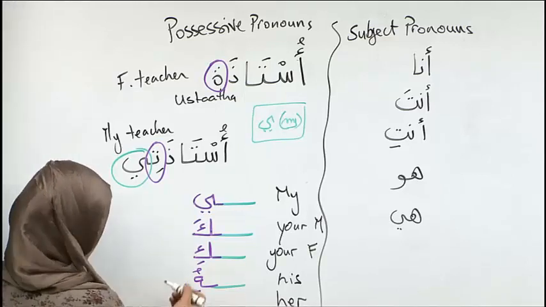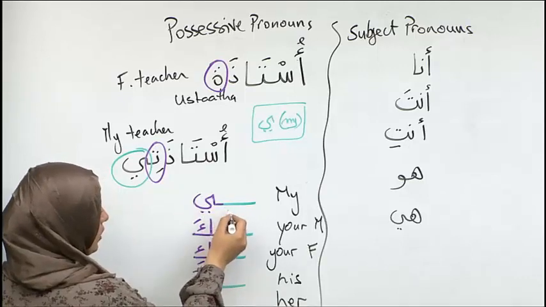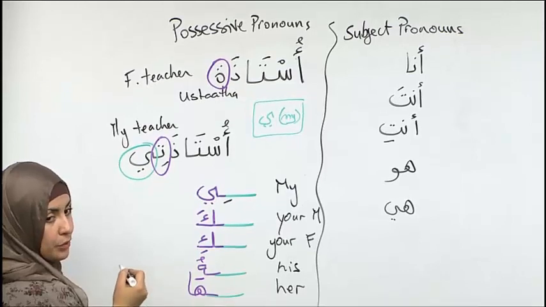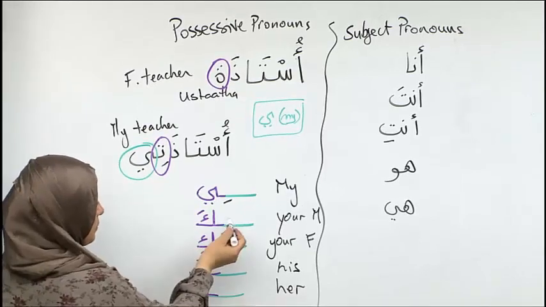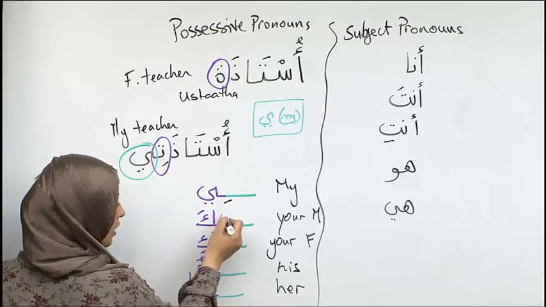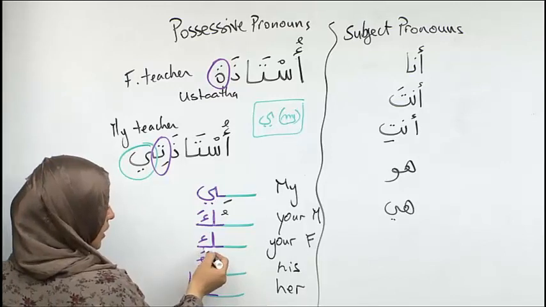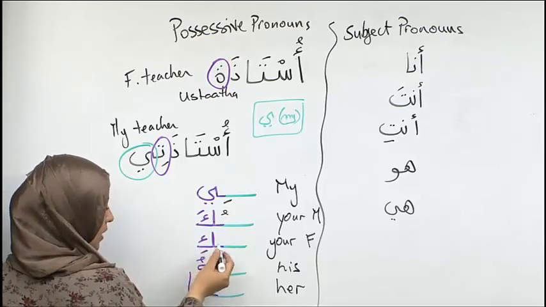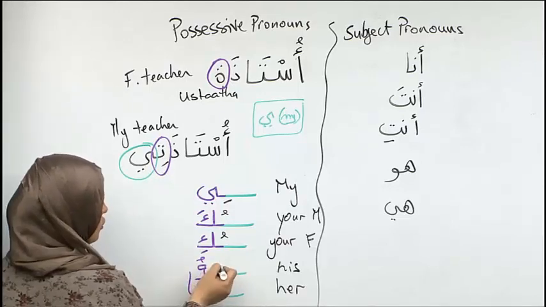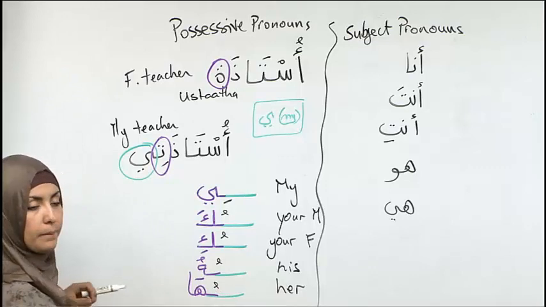So ismi, see the letter before, yeah, it has a kasra. Ismi. Kitabi, ustadati. The letter before ka, it has u, ismuka, ustadatuka. The letter before kaf, ki, it has the same thing, ismuki. Ismuhu, ismuha.